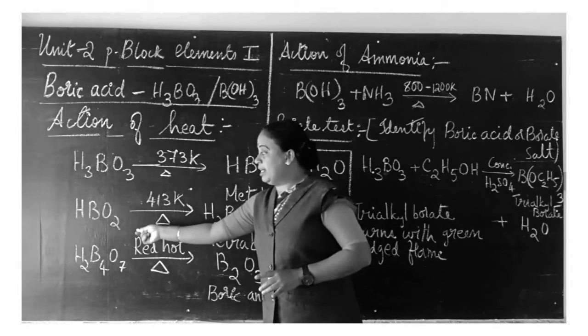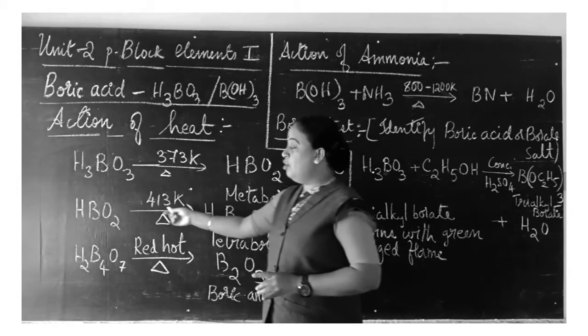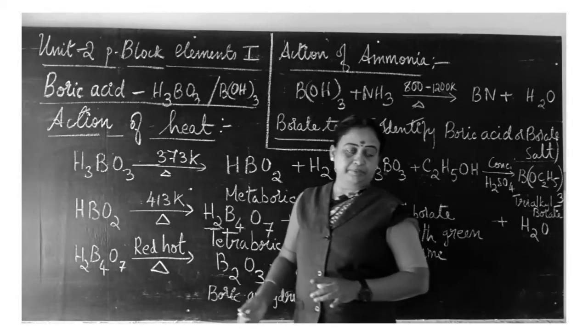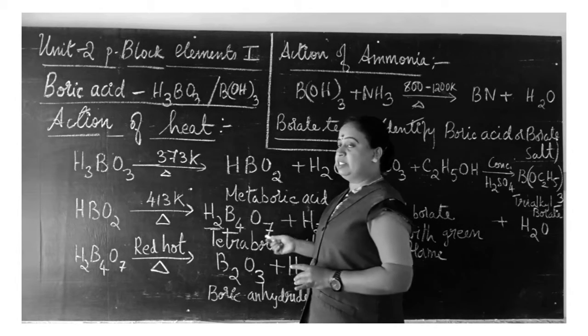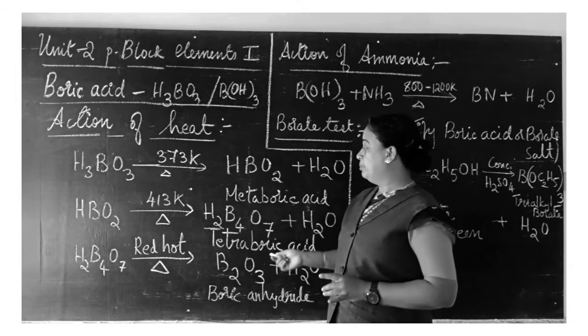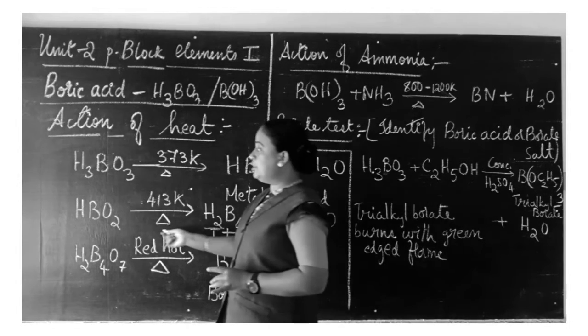Now this metaboric acid, HBO2, you are further heating to a higher temperature of 413 Kelvin. There you get tetraboric acid, H2B4O7, plus water. Now let us see the balancing of these reactions.